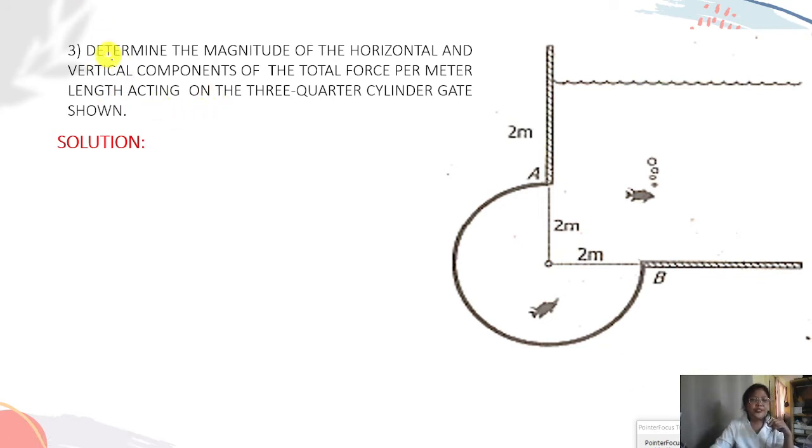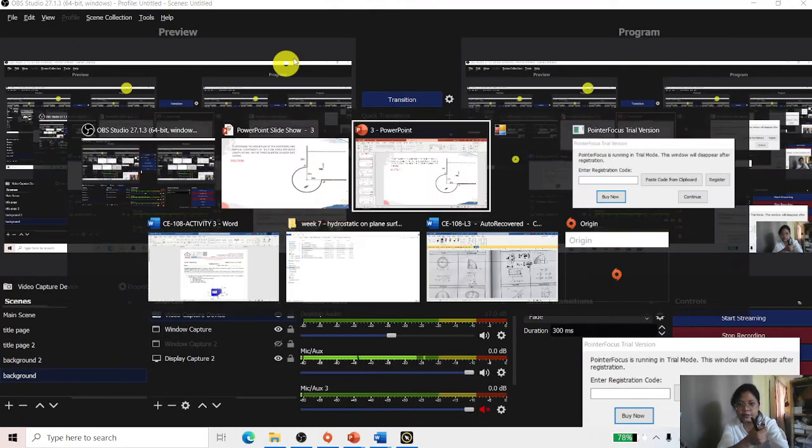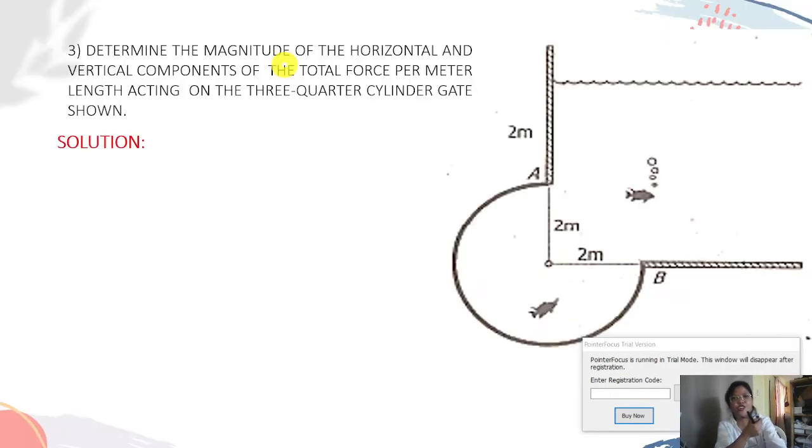So, for number 3, determine the magnitude of the horizontal and vertical components of the total force per meter length acting on 3/4 cylinder gate shown. Nanghihina ako. Sakit sa ulo nito. Hindi, kaya nyo yan. Okay, so as you can see, the gate here is a 3/4 cylinder.